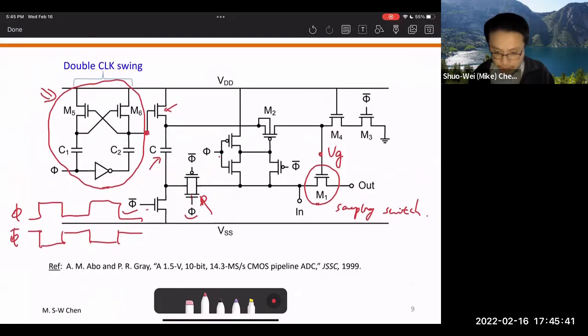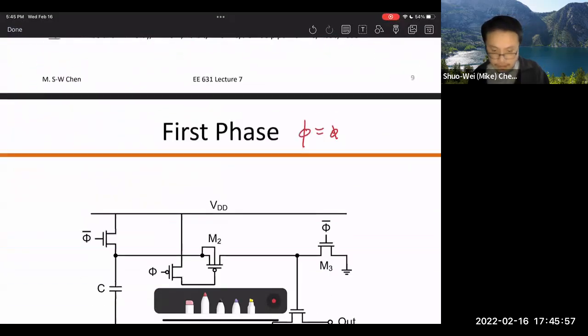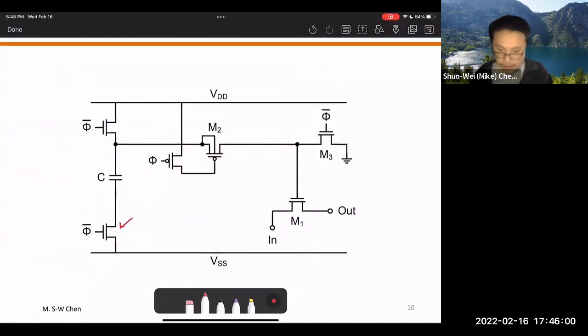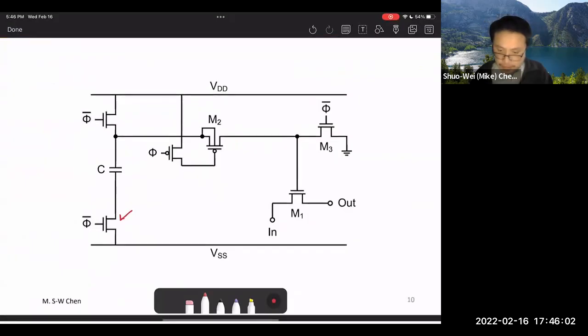And then this one, let me see, phi is low. So this is off, right? This is off, but then this PMOS is on. So this is VDD, so this node is VDD, so this is off. Oh yeah, it's already drawn like this.